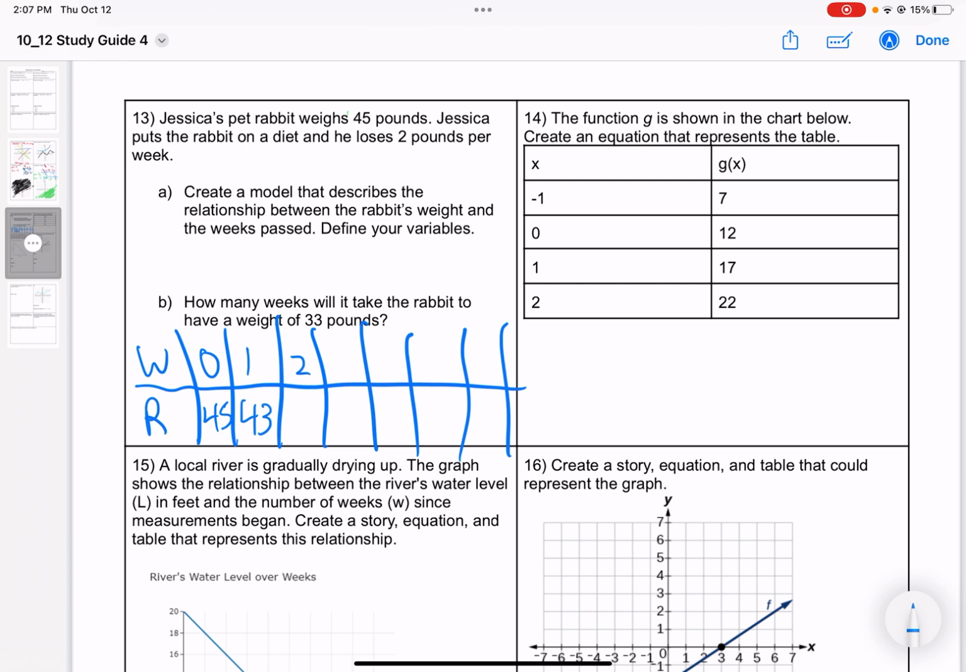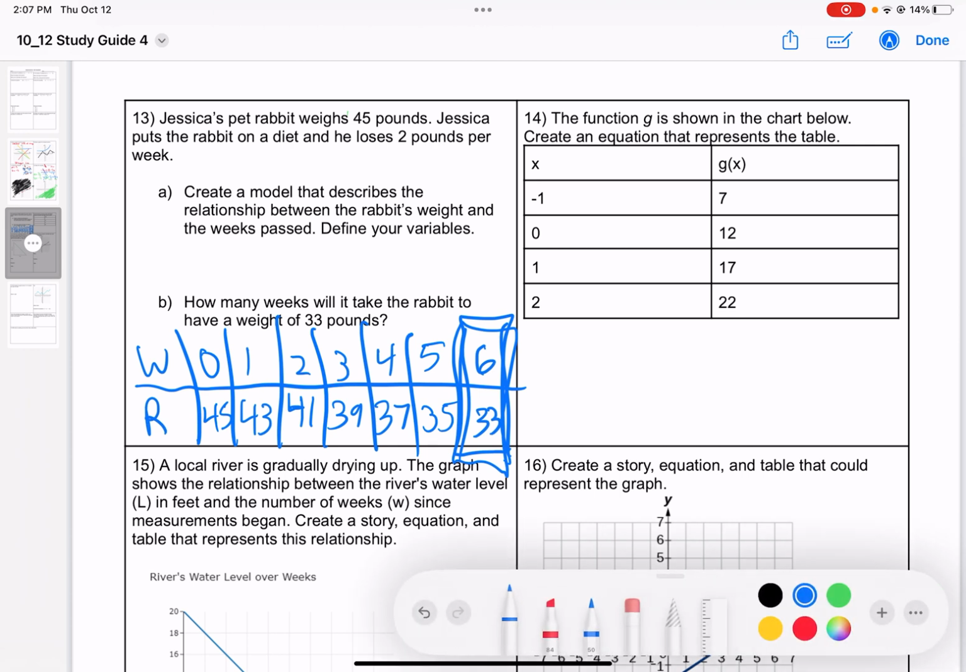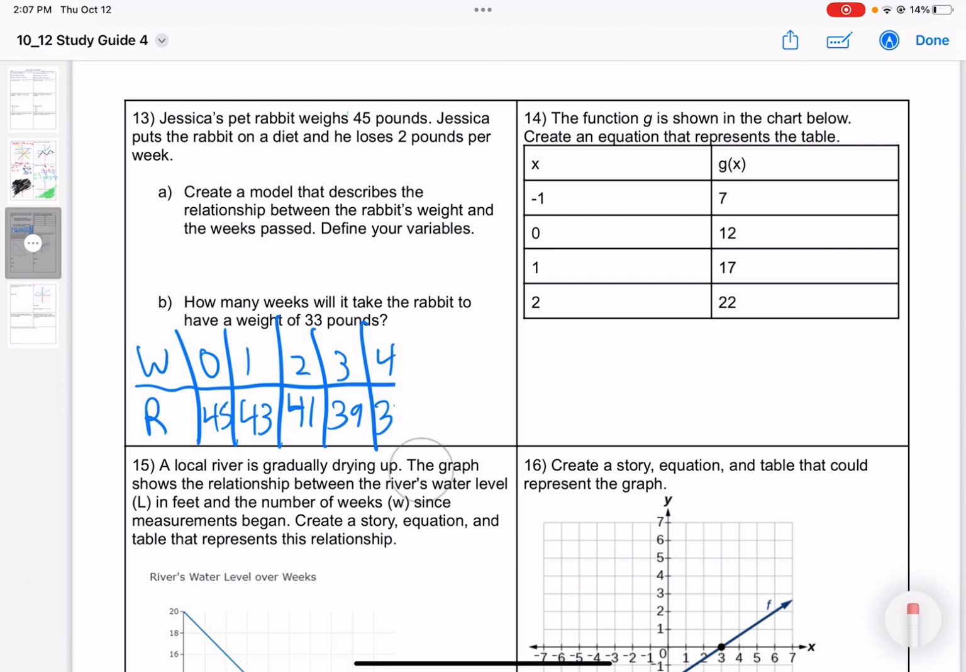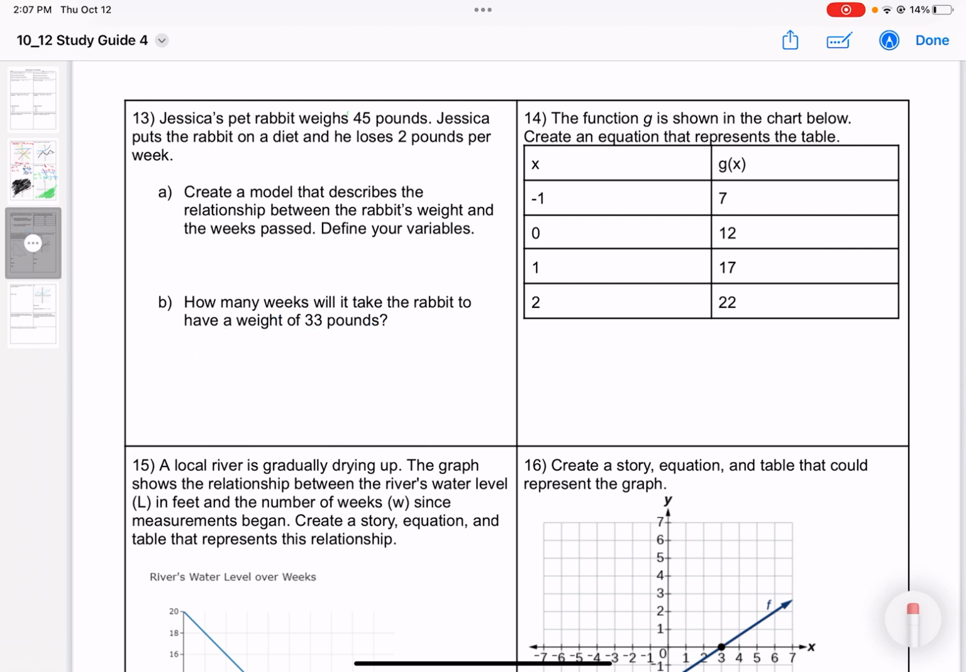2 weeks, 41. 3 weeks, I'm going down 2 each time, right? 39. 4 weeks, 37. 5 weeks, 35. 6 weeks, 33. Look, just like we found in the equation. After 6 weeks, the rabbit will weigh 33 pounds. And so that's another way you could do that. Again, if we do our math correct, there's a bunch of different ways to get it right.